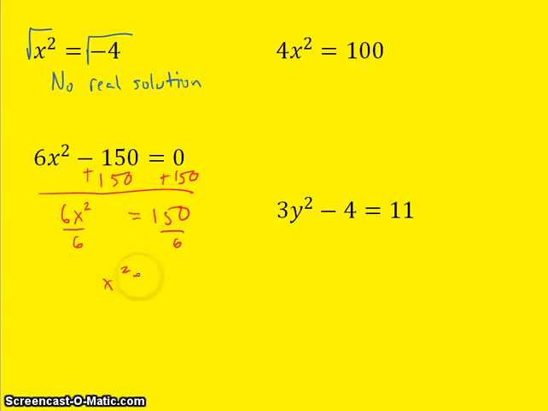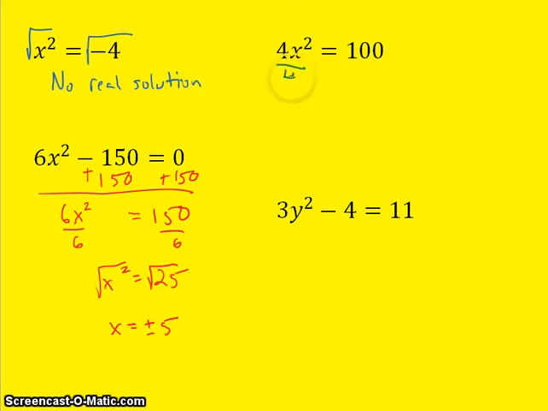So we have x squared equals 25 after dividing by 6. Now we can take the square root of both sides. And again, we're going to get two answers as x is equal to positive or negative 5. So now to check our work, we could plug in positive 5, make sure we get 0, and plug in negative 5 to make sure we get 0.